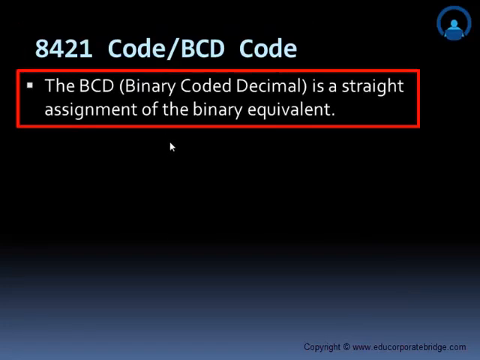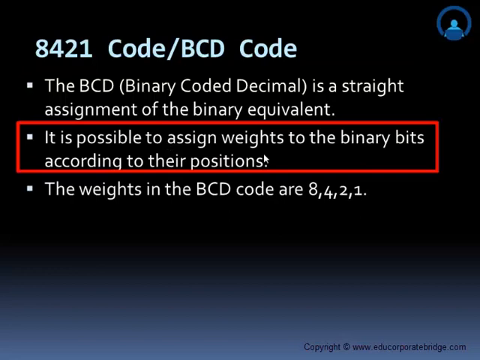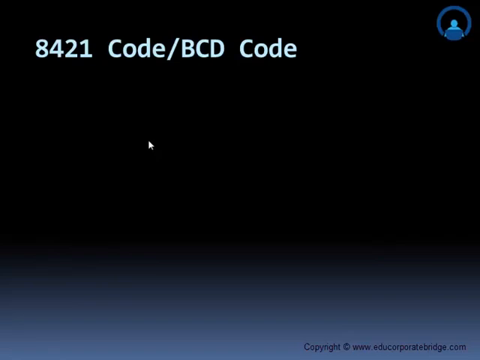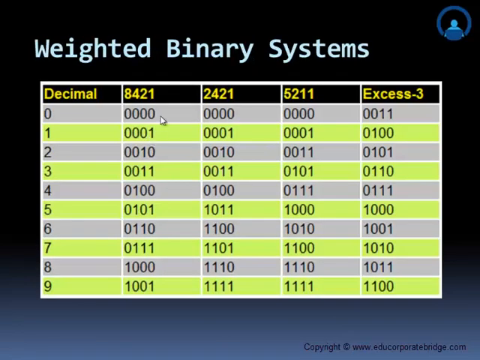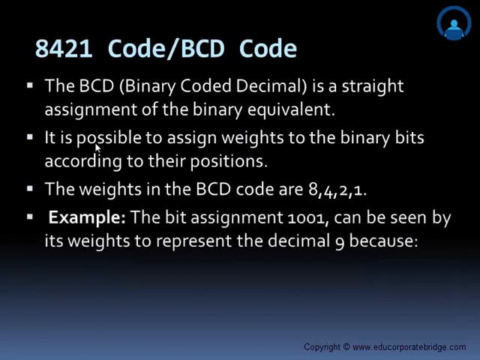BCD code, or binary coded decimal, is a straight assignment of the binary equivalent. That is, it is possible to assign weights to the binary bits according to their positions. As we have discussed here, 8421 are the weighted codes. If we have to write down the equivalent of 1, then we write 1, which is 2 raised to 0. If we have to find 2, then we write 1 into 2 raised to 1. Similarly, to find 8, we write 1 into 2 raised to 3. So, it is clear from the above example that BCD codes are weighted codes.